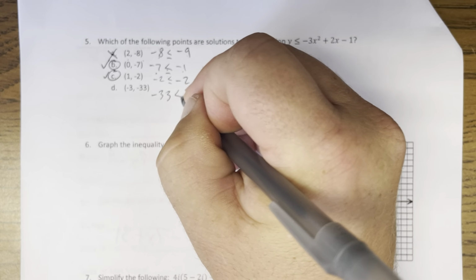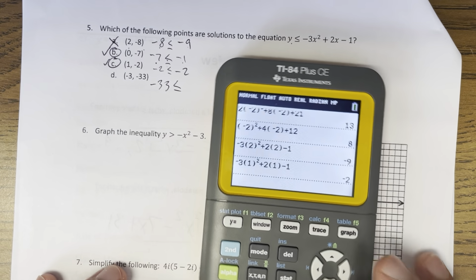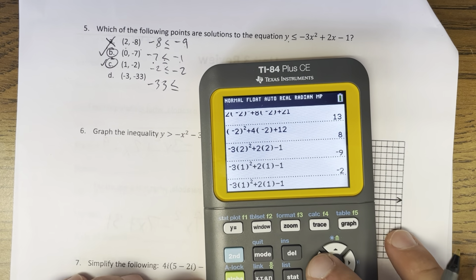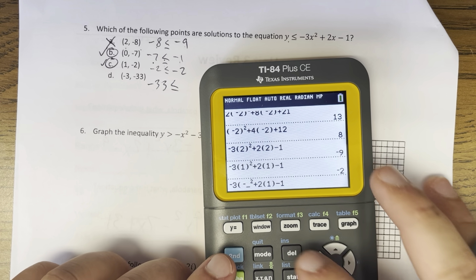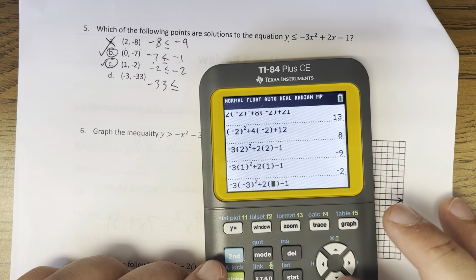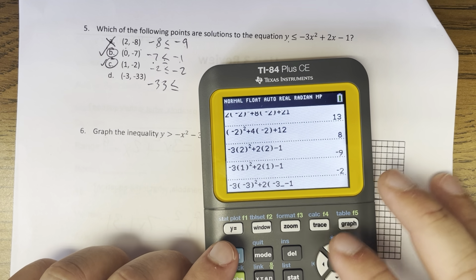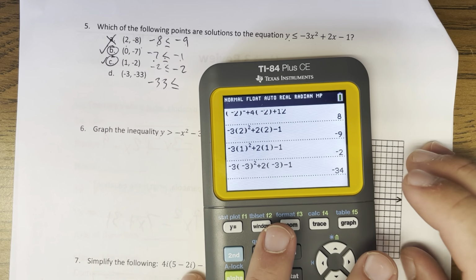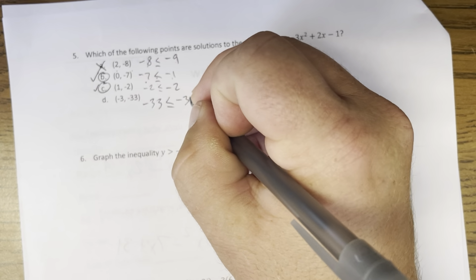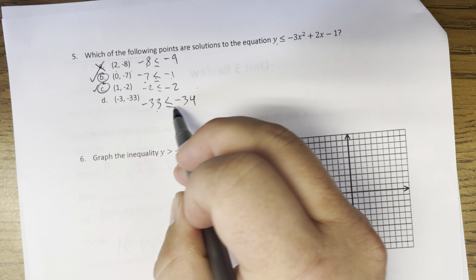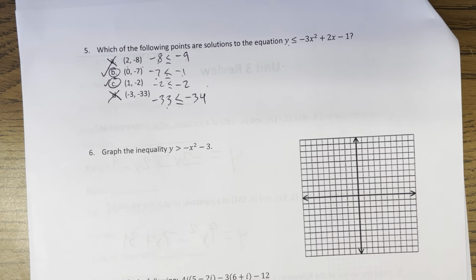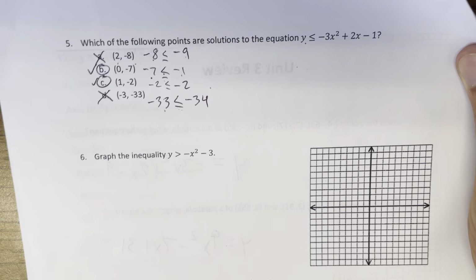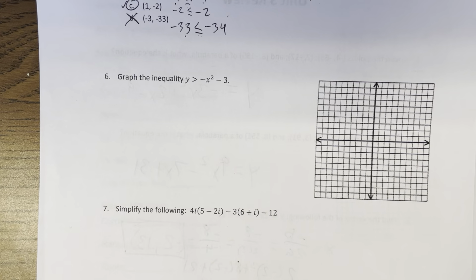And then negative 33 less than or equal to, let's see, I'll just pull up the entry and we'll insert negative 3, negative 3, negative 34. So is negative 33 less than or equal to negative 34? No, that's greater, and so it's not a correct solution. So B and C are true solutions.